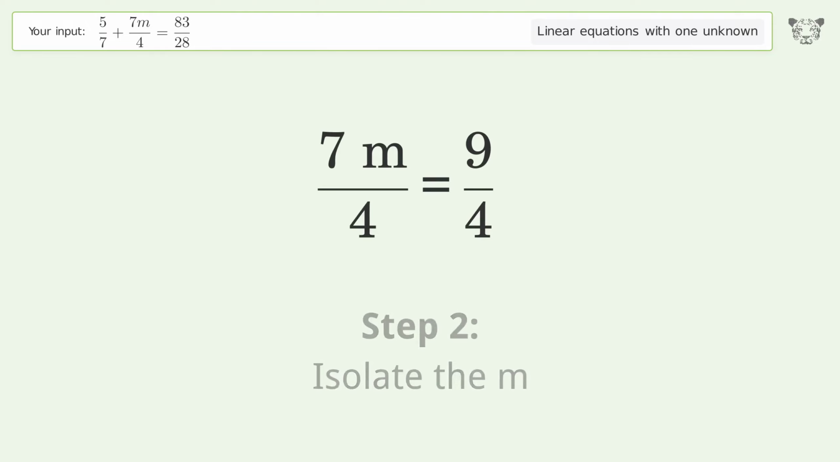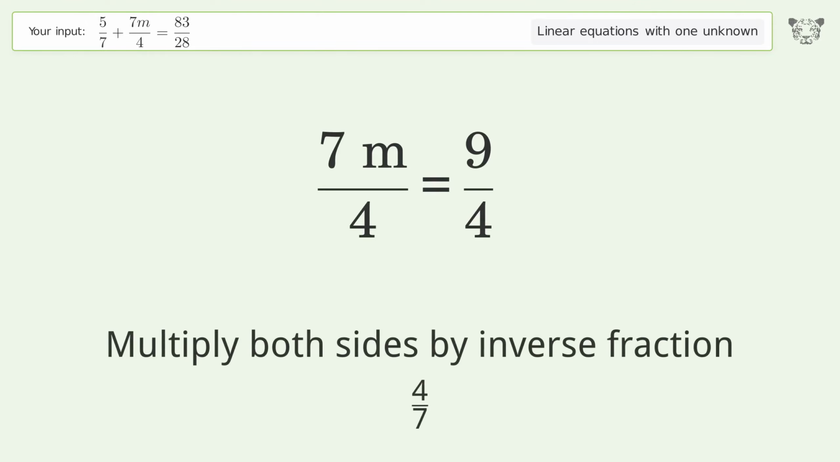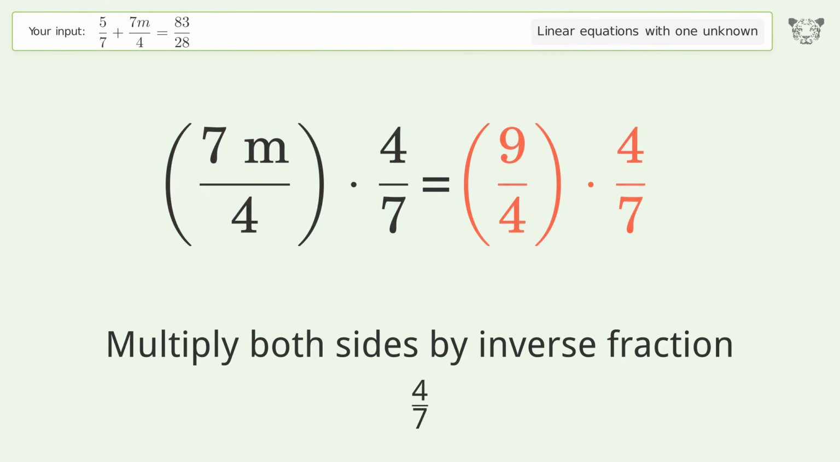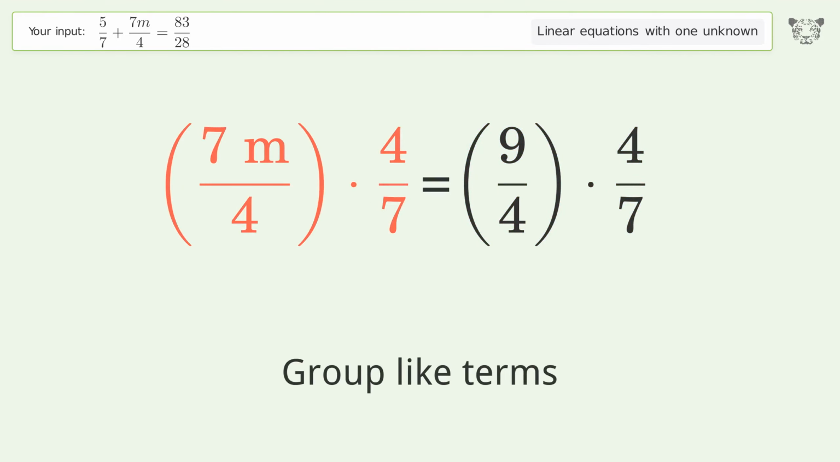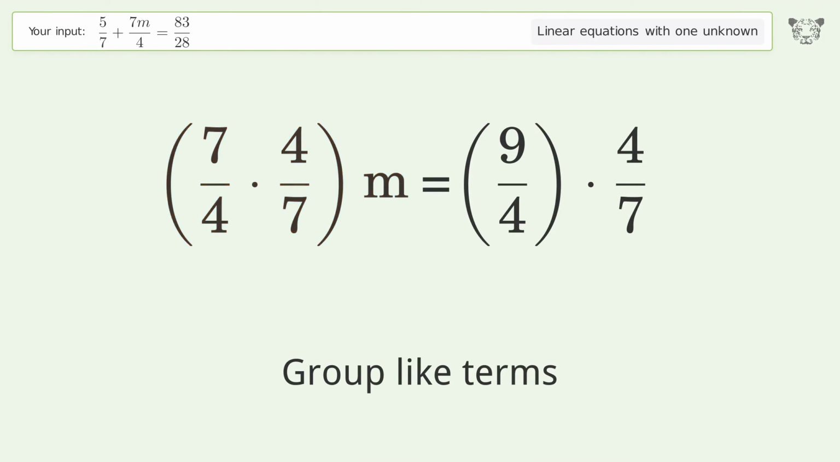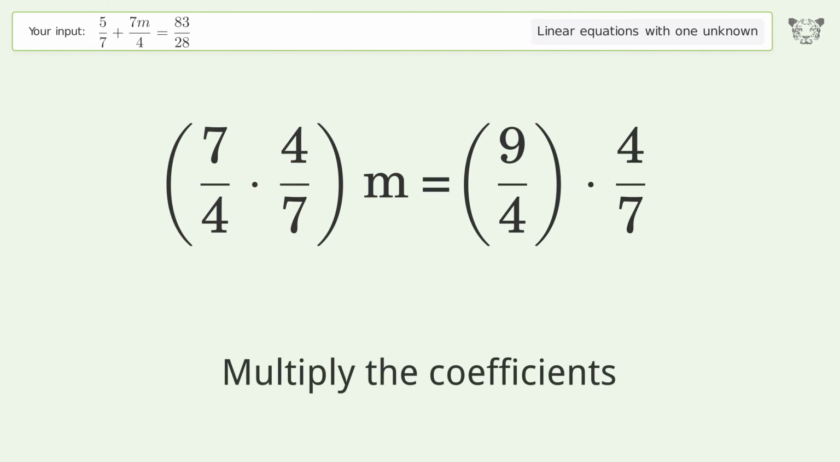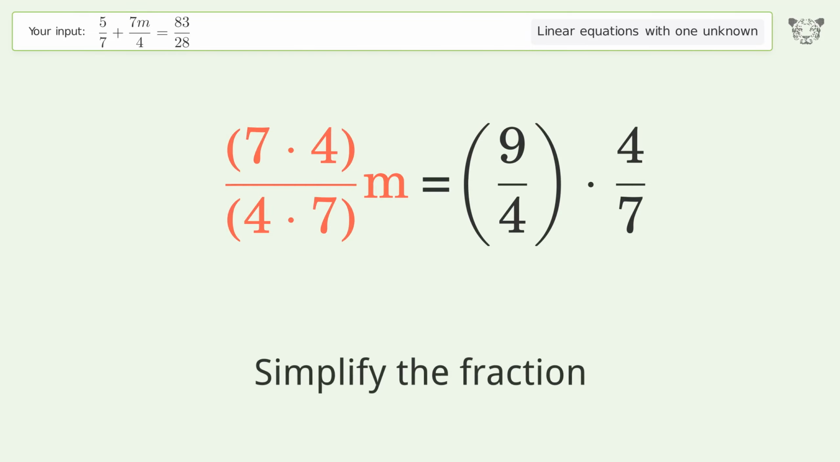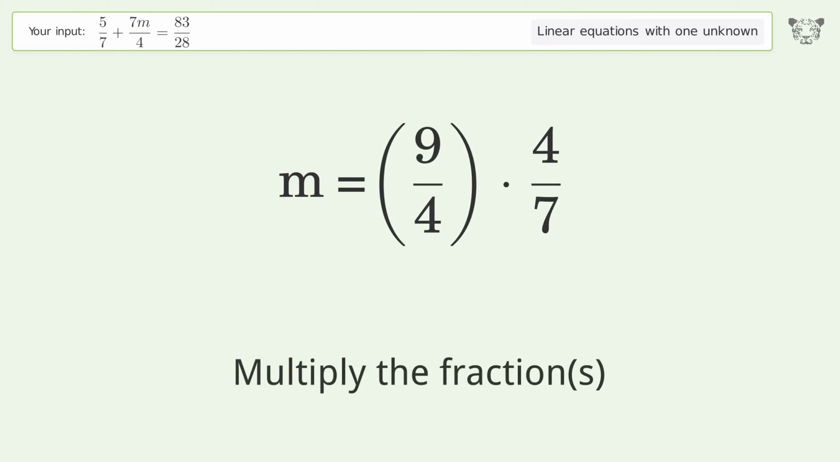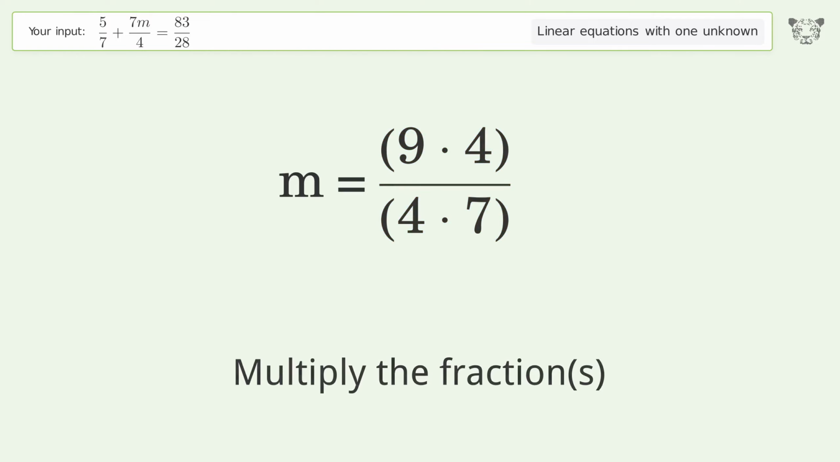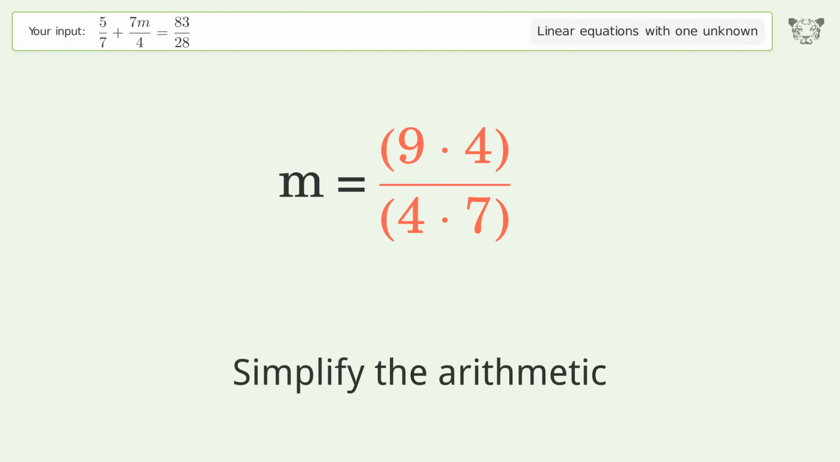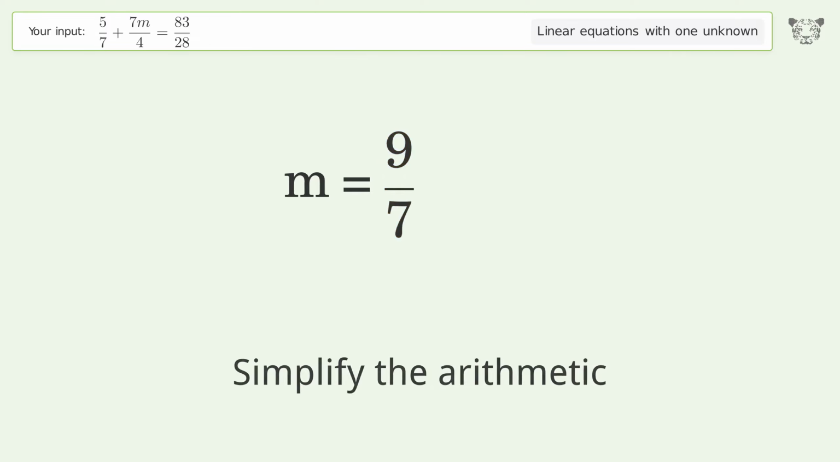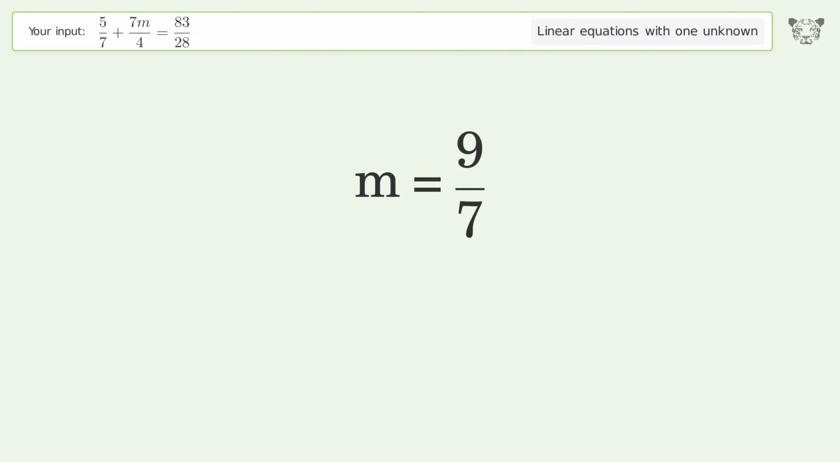Isolate the m. Multiply both sides by inverse fraction 4/7. Group like terms. Multiply the coefficients. Simplify the fraction. Multiply the fractions. Simplify the arithmetic. And so the final result is m equals 9/7.